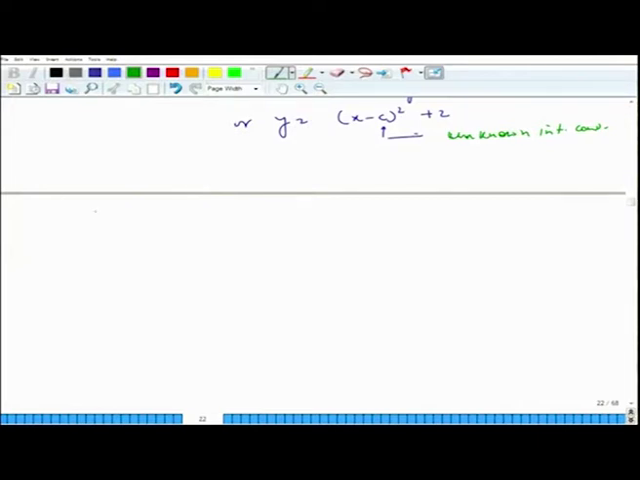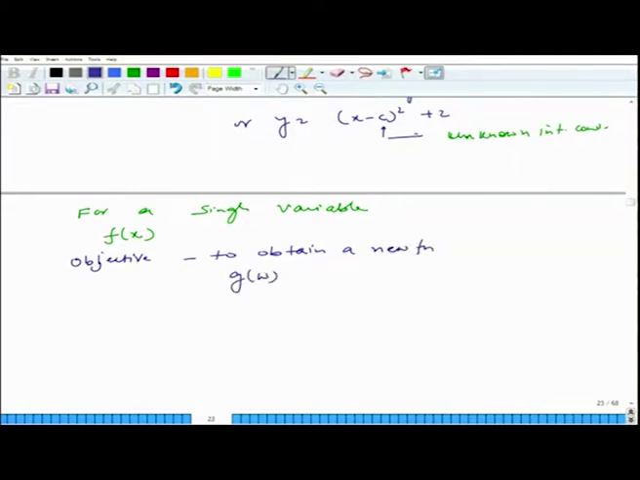So, let us again assume a single variable. For a single variable function f of x, our objective is to obtain a new function, g of w, let us assume, with the same information as in the original function, but expressed in a new variable.